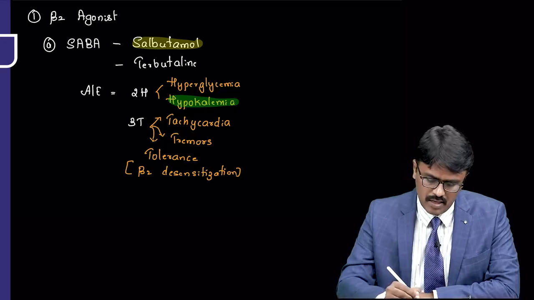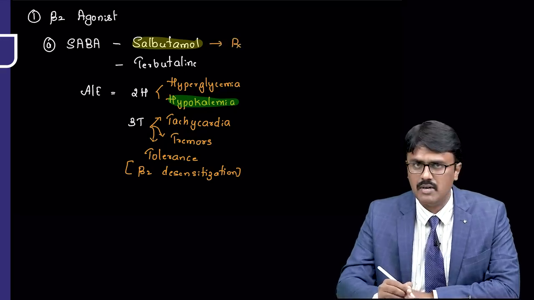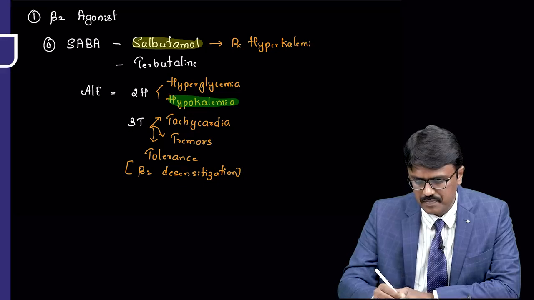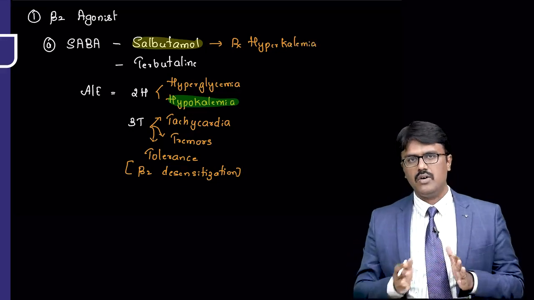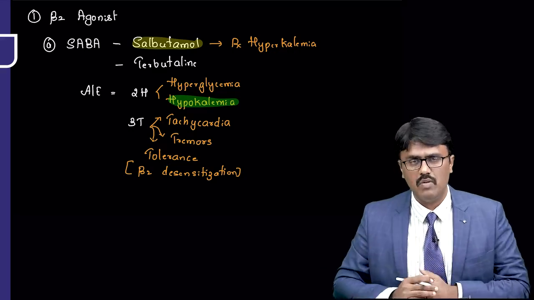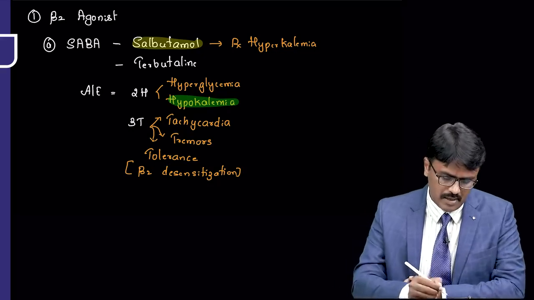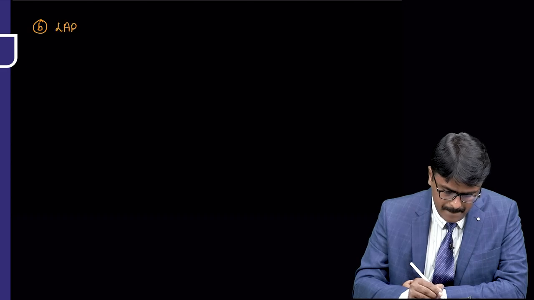So salbutamol can also be used apart from asthma. It is also used to treat hyperkalemia. Since these drugs are very short acting, we had to come up with one more concept, that is longer acting beta 2 agonist. So the next one are LABA. LABA stands for long acting beta 2 agonist.